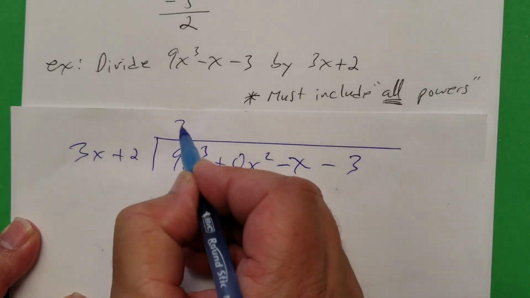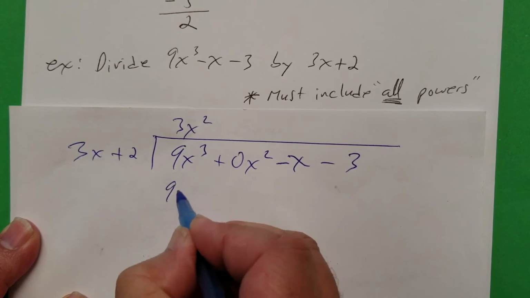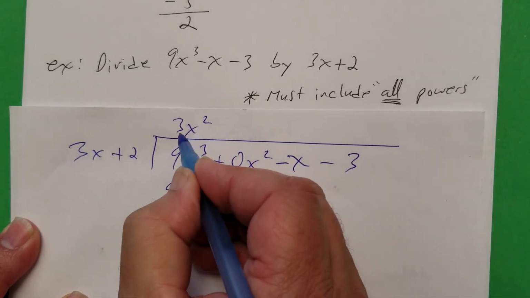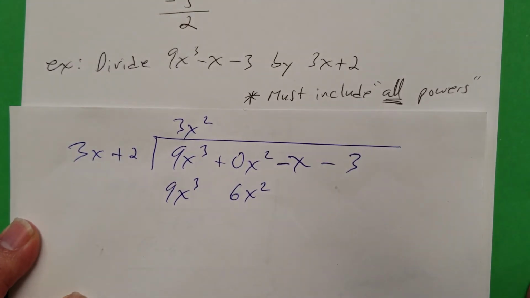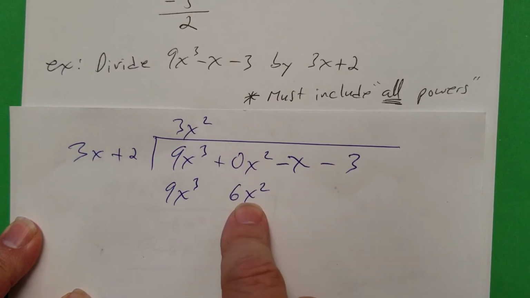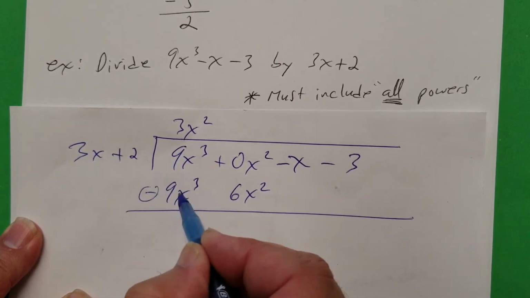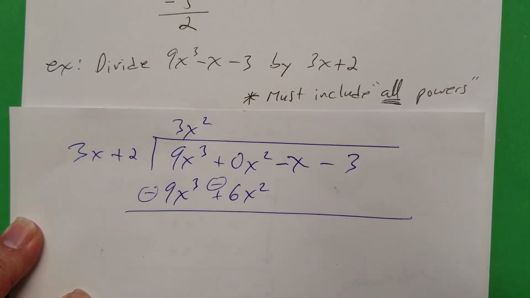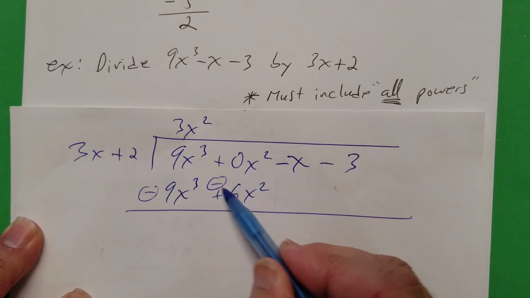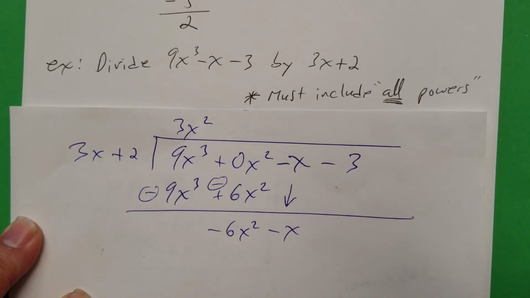3x into 9x to the third is 3x squared. Yes? Multiply, and you get 9x to the third. 3x squared times 2 is 6x squared. Okay, so that's why we had to leave a place for the x squared there, because we knew we were going to get an x squared. So now what? Now we subtract. Wait, this is positive, so we subtract and it becomes negative. So this cancels. 0 minus 6 is negative 6x squared. Bring down.